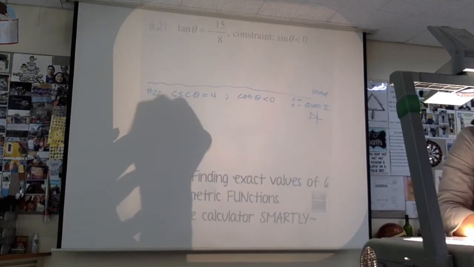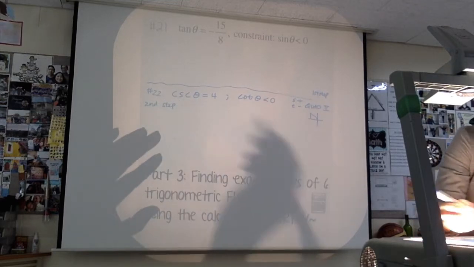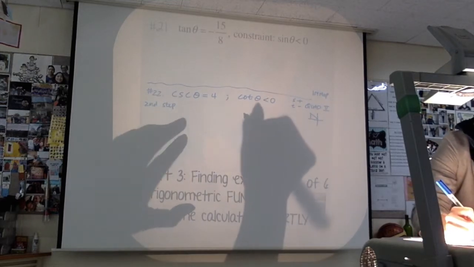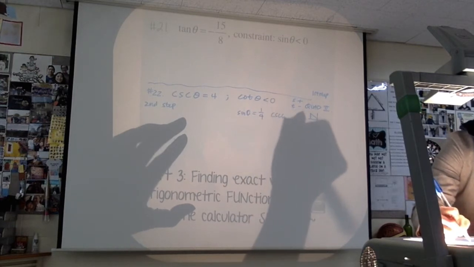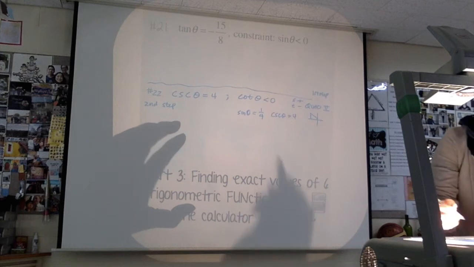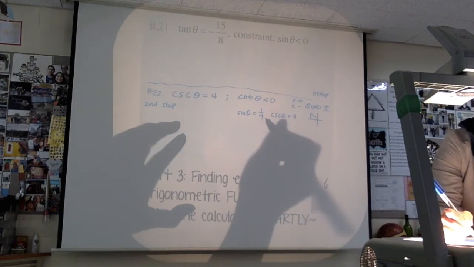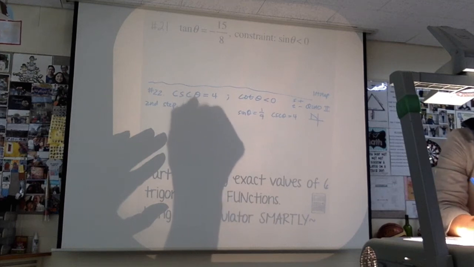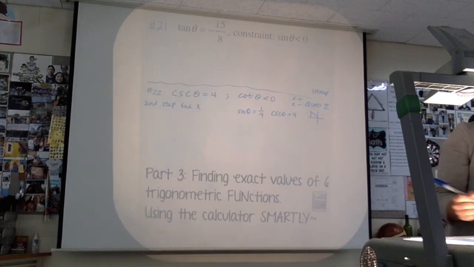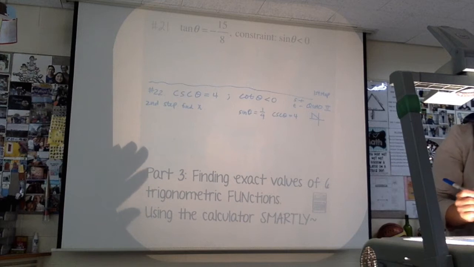So that's the first step. Okay, here's my second step. I have to find what I need. But if you know cosecant, then you know sine, right? It's going to be 1/4 here, and cosecant theta is going to be 4. That means you know opposite, you know y, and you know r. So let's actually find x. The second step is to find your x. So how much did I move to the left? That's what you're finding.